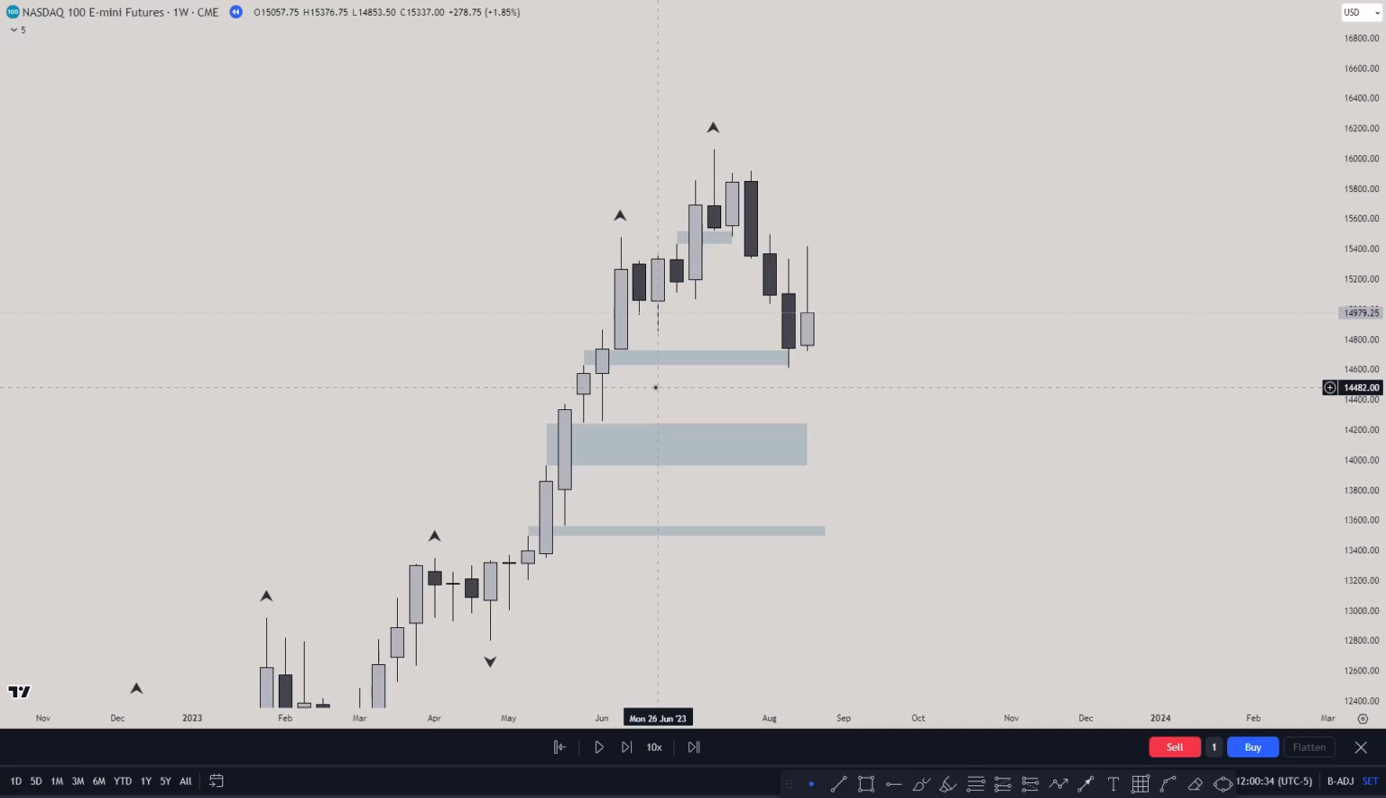So which one should I take? Which one do I think is going to hold? Which one is not going to hold? The answer to this is the higher time frame. So we are on the weekly. If we go to the monthly, the picture is going to be more clear.